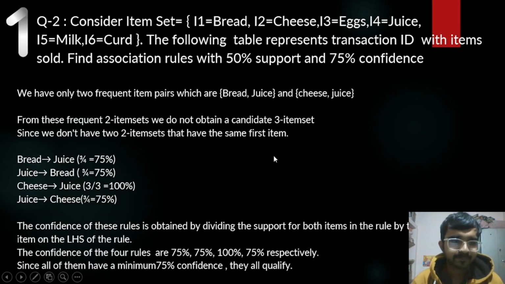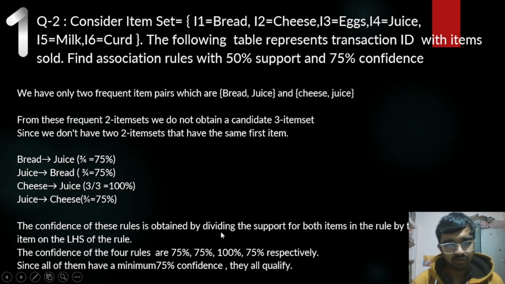In this way, we have derived some rules from the transactions: whenever a person buys juice, he always buys bread, or whenever a person buys bread, he always buys juice, and similarly for juice and cheese. The confidence of these rules is obtained by dividing the support for both items in the rule by the support for the items on the LHS of the rule.